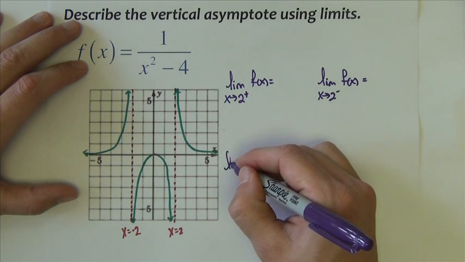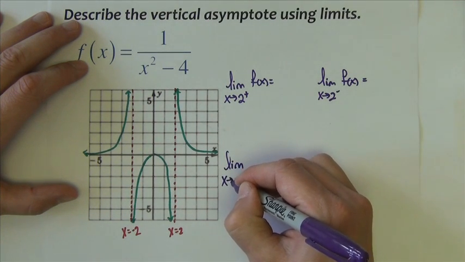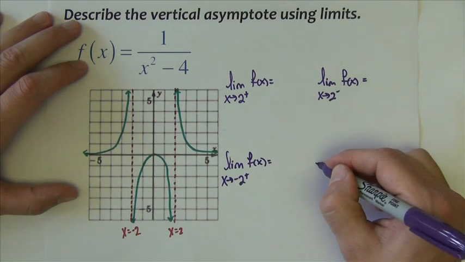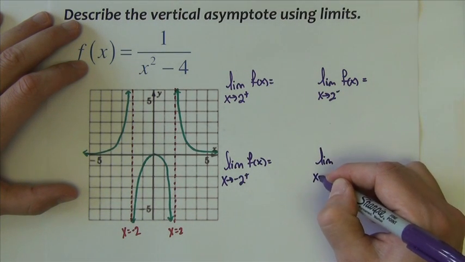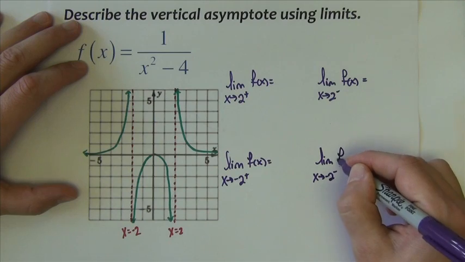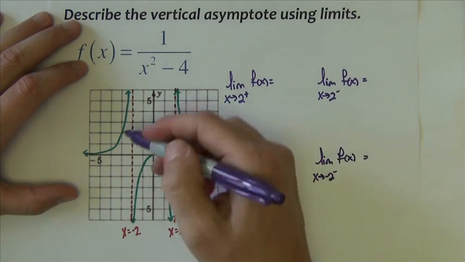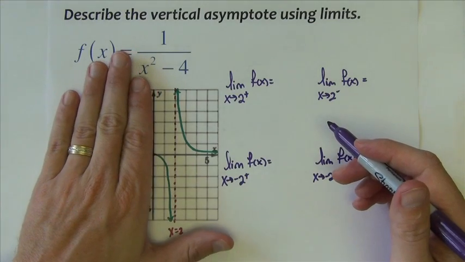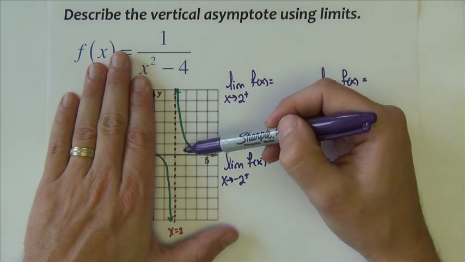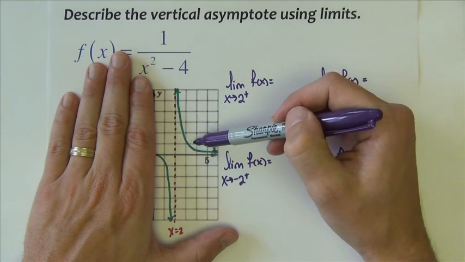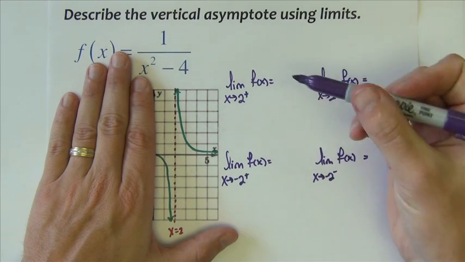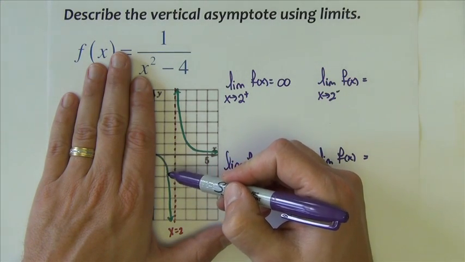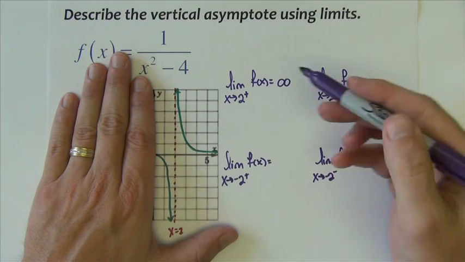I also want the limit as x approaches -2 from the right, and the limit as x approaches -2 from the left. Okay, that'll give me this one right here. So let's do this one first. As I approach 2 from the right side, the graph goes up. As I approach 2 from the left side, the graph goes down.